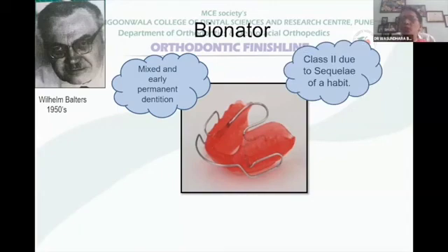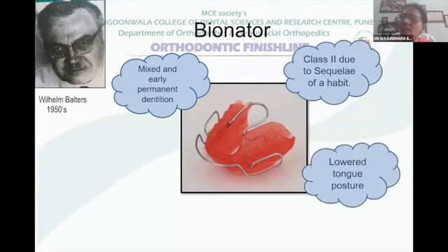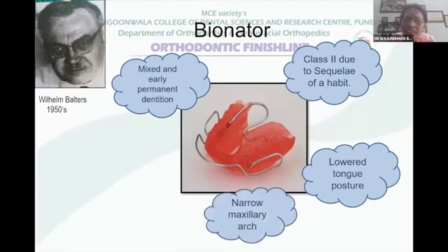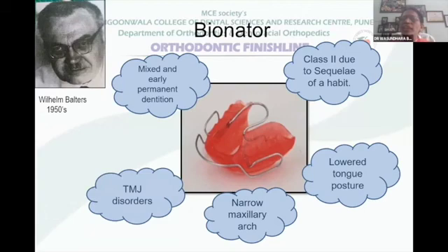When the class 2 is due to a habit which has caused the tongue to be lowered down in the oral cavity, and the maxillary arch is narrow and there are TMJ disorders, it brings about an equilibrium. The palatal bow will guide the tongue forward anteriorly, will bring about a transverse development of the maxilla, a passive expansion of the maxilla. There's a difference with it.